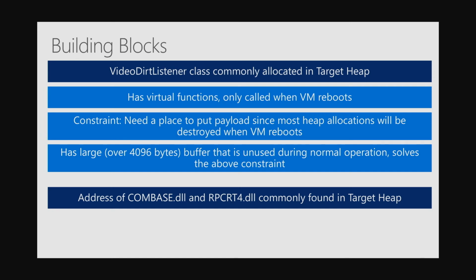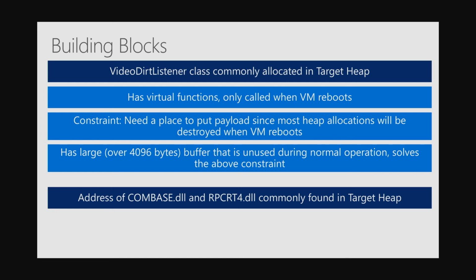Another nice thing about this class is that it has a very large buffer inside of it. It's over a page big. And that matters because when you reboot the virtual machine, a lot of the allocations in the heap have already been freed by the time virtual functions in this class are called. If you're going to try to execute some sort of payload, you need to be sure that your payload still exists when you go to execute it. So the fact that this class had both a virtual function table and a massive buffer where I could store a payload was great.